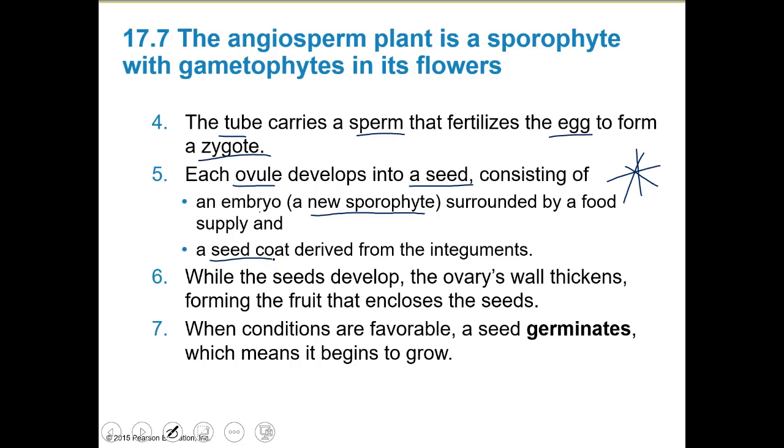When that seed develops, the ovary wall thickens. So the ovary wall thickens, and we form a fruit that encloses the seeds. So this is our little fruit producer. When conditions are favorable, so there's the right amount of water, the right amount of temperature, there's soil, there's nutrients in that soil, the seed will germinate, which means it begins to grow. So germination for plants is that it's just going to start to grow.